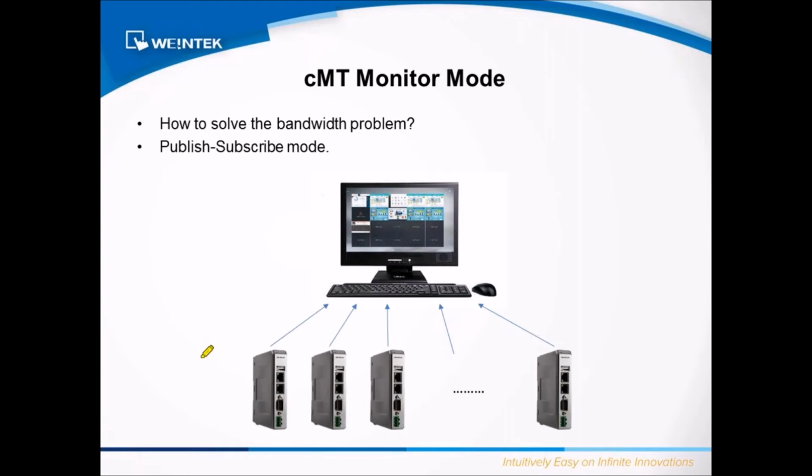So when the HMI discovers that the data for the monitoring mode changes, it will push the data up to the monitor mode station. That way it reduces the required bandwidth significantly. Plus, as I mentioned earlier, the screen is smaller, so ideally you shouldn't have that much data to monitor. The key point is that you are really monitoring the important information when you're using the monitor mode. So that was a brief introduction of this.